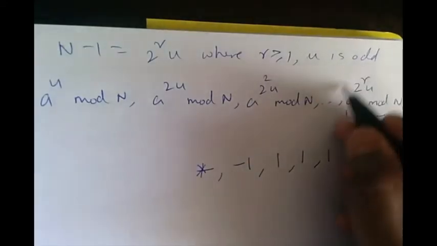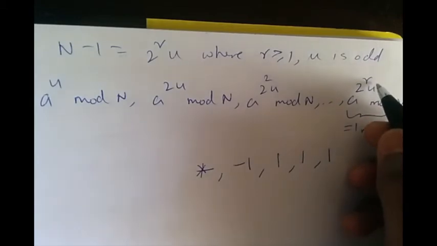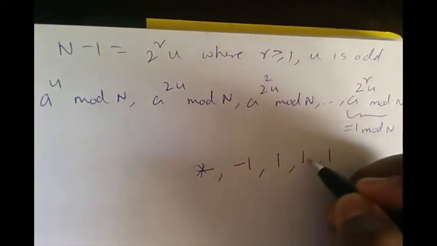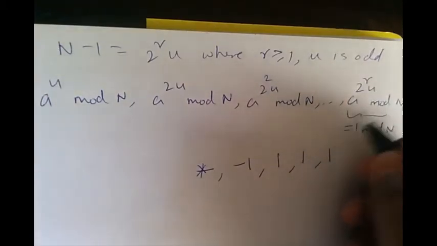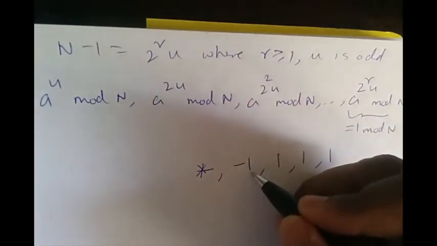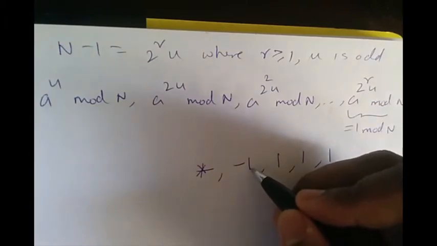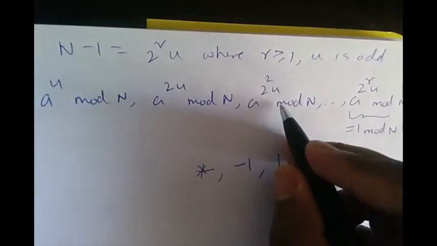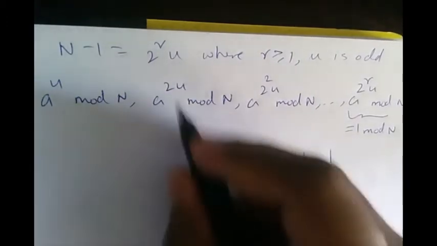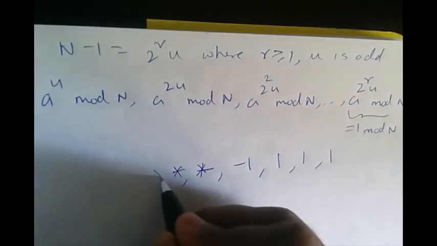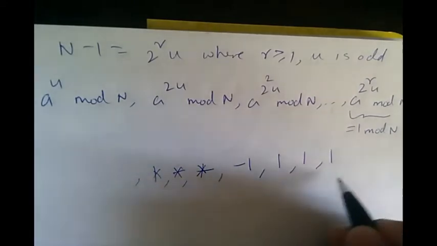So here I'm talking about the square root of a raised to 2 to the ru. If a raised to 2 to the ru is 1 mod n, then the square root of that can be 1 or minus 1. So I get 1, but if I get minus 1 at some point, that is if a raised to 2 square u is minus 1, then I don't know what the square root of that is going to be. So once I get a minus 1, then I don't know what these elements are. So these could be anything.